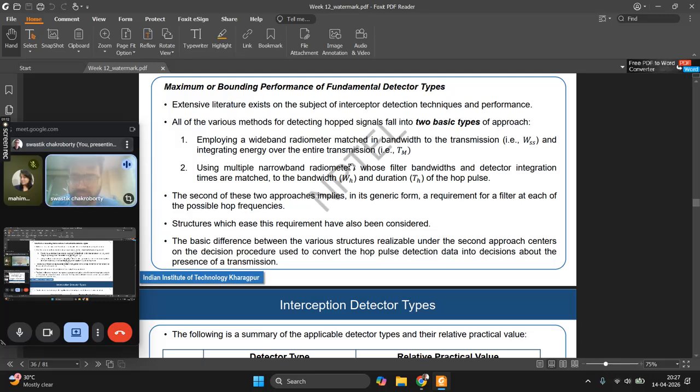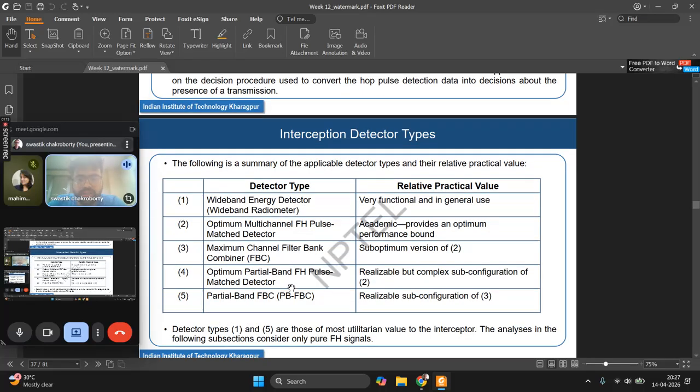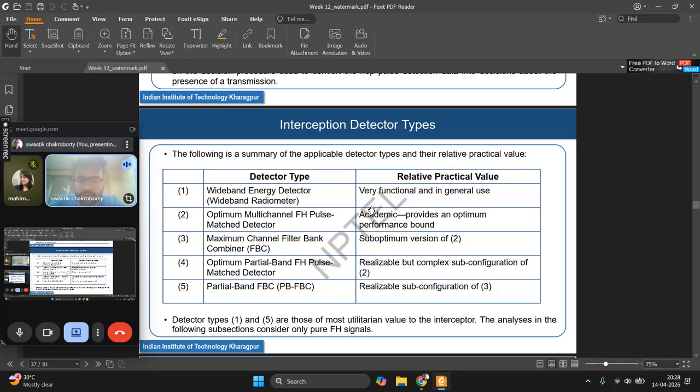The second of these two approaches implies, in its generic form, a requirement for a filter at each possible hop frequency. So instead of one correlator for the entire bandwidth, you have a separate filter for each hop. But structures which ease this requirement have also been considered. They have done some optimization so that you don't have to integrate all the hops all the time. The multiple detector types are, first, the wideband energy detector, which is very functional and generally used.